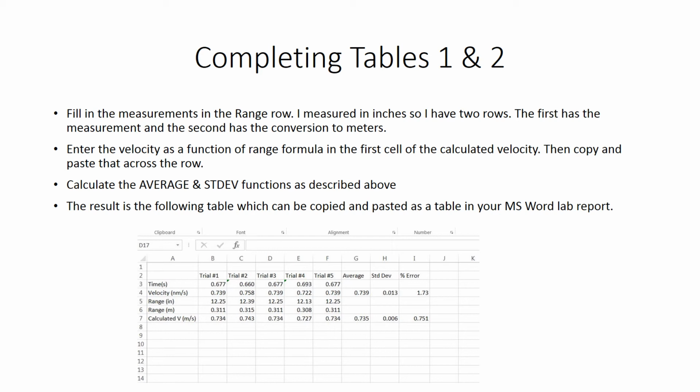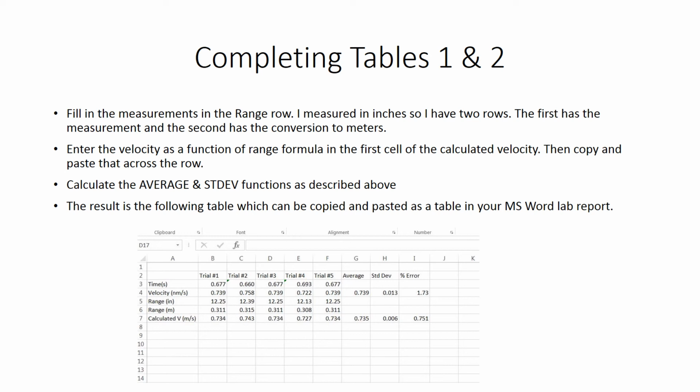Then you use the average and standard deviation functions as we did before to get the average calculated range and the average and the standard deviation. In addition, I've added the percent error at the end, which is the standard deviation divided by the average, times 100%.